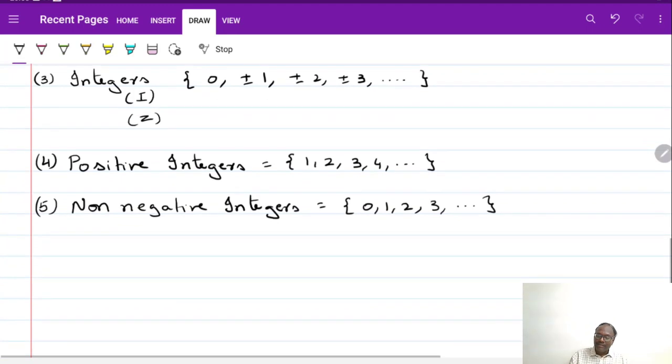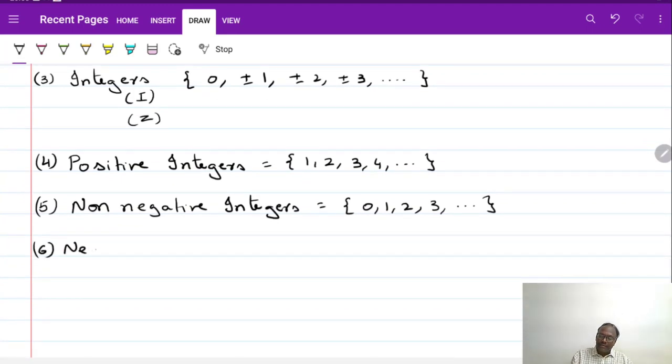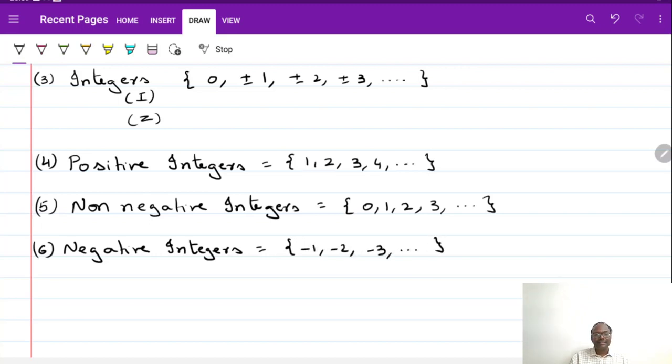Similarly, we can have negative integers. Negative integers means all the numbers which are integers and are less than 0. So they are -1, -2, -3, and so on. They are all negative integers.